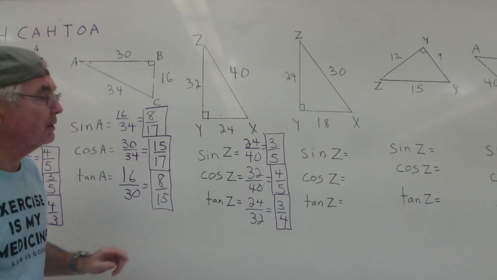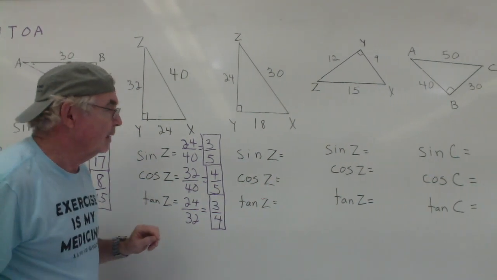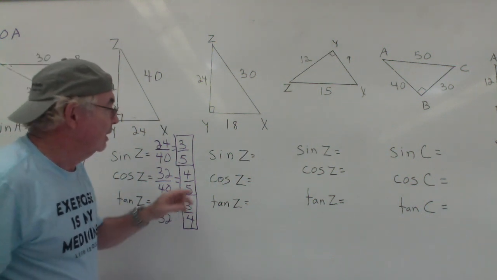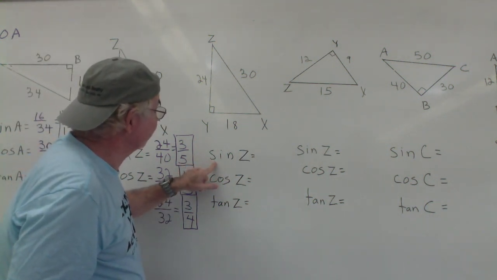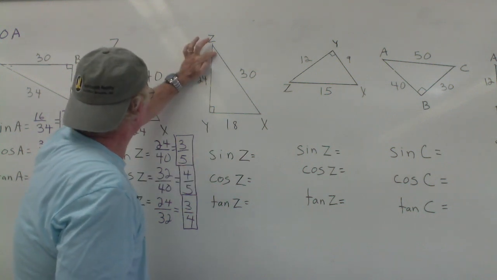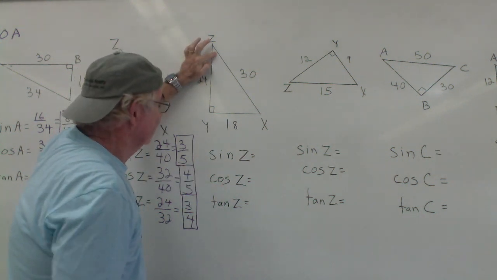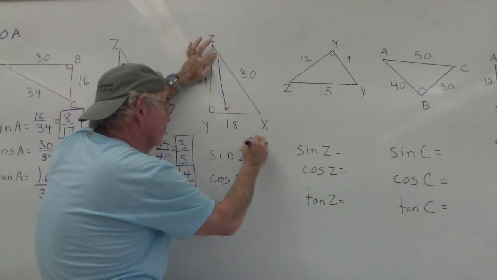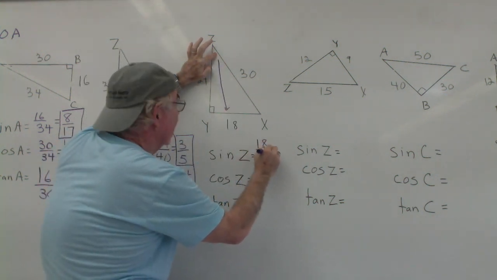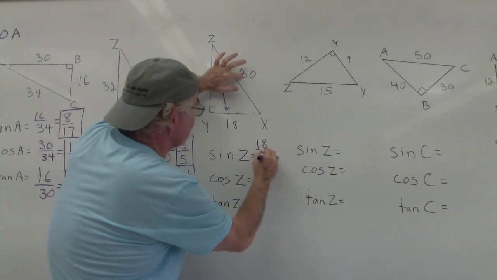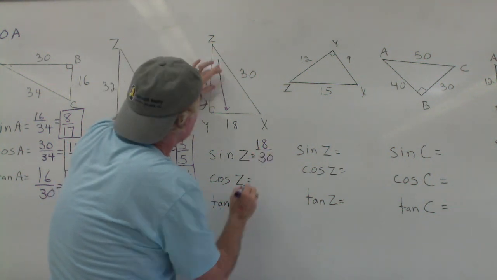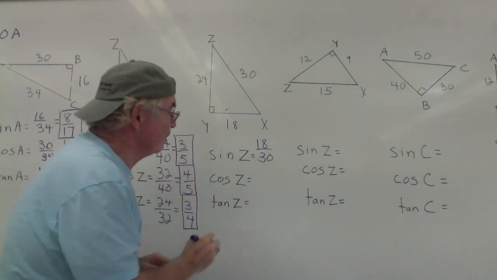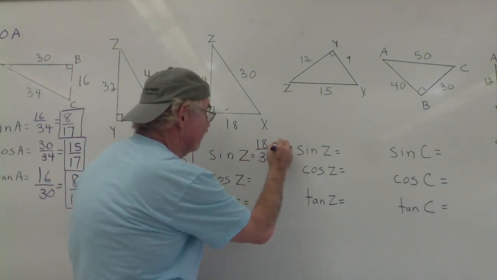We go to the next example. It's repetitious, but that's how we learn. The sine of Z, look for angle Z, it's up here. The sine is the opposite over the hypotenuse. And we reduce by 6s, and get 3/5.